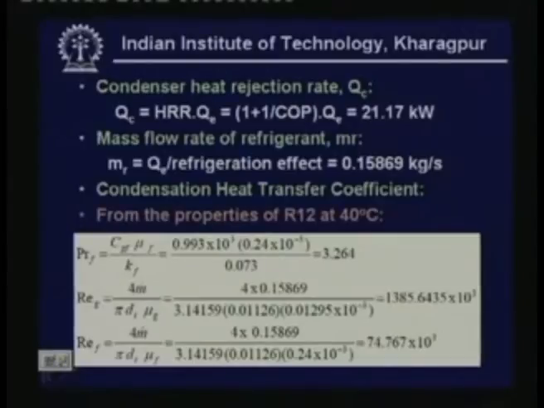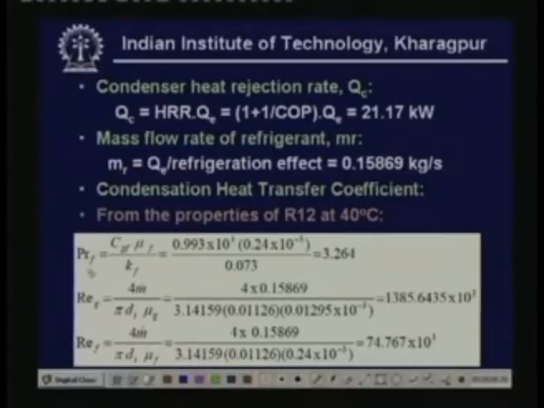First I have found the Prandtl number of the refrigerant, that is Cp mu by K, and this is the Prandtl number for the saturated liquid. F stands for liquid, so you have to use all the liquid values. If you use these values, you find that the Prandtl number for the liquid refrigerant is 3.264.